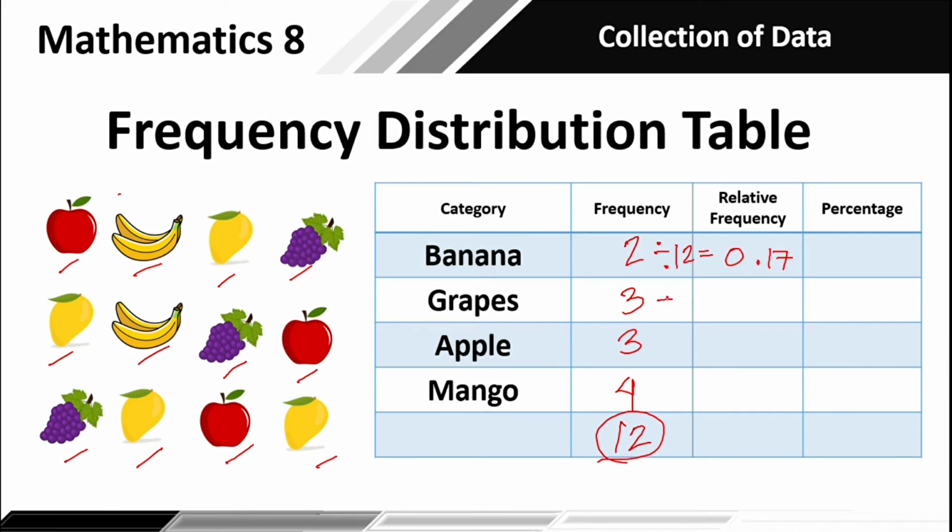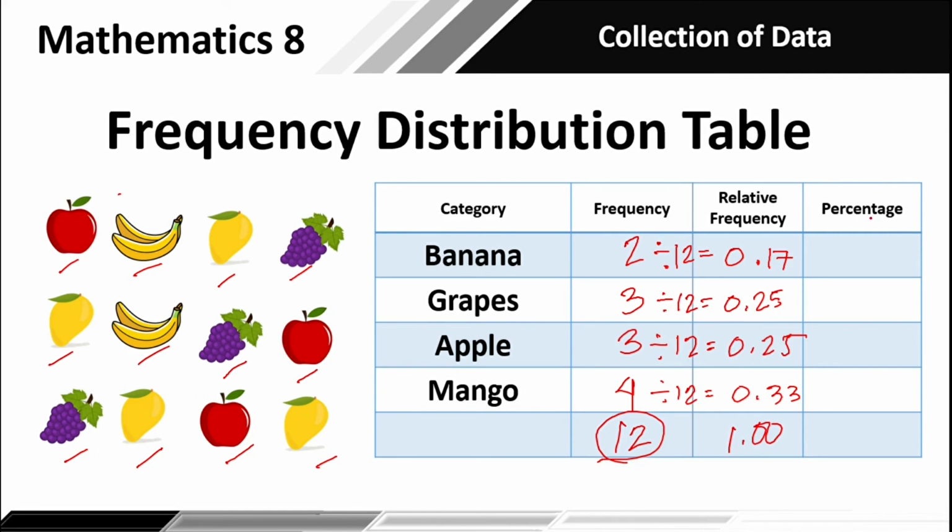So 3 divided by 12 is equal to 0.25. 3 divided by 12 is the same, 0.25. 4 divided by 12 is equal to 0.33. To check whether the values you obtained are correct, just add all the data in the relative frequency and it should be equal to 1.00. 0.17 plus 0.25 plus 0.25 plus 0.33 is equal to 1.00.